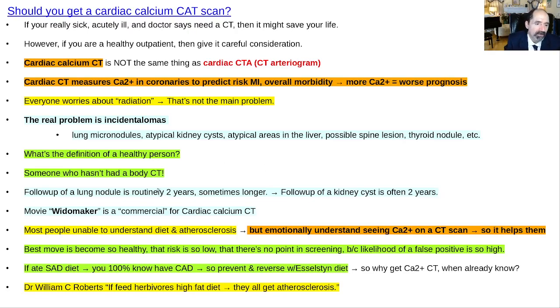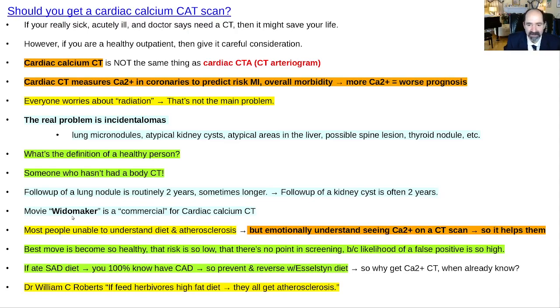Okay, now there's a movie on the internet you could see. It's called The Widowmaker, and it's entertaining. It's really a commercial for cardiac calcium CT, okay? They pretend, oh, we're so scientific, this great thing. Cardiac calcium CT can have some significant medical benefits.